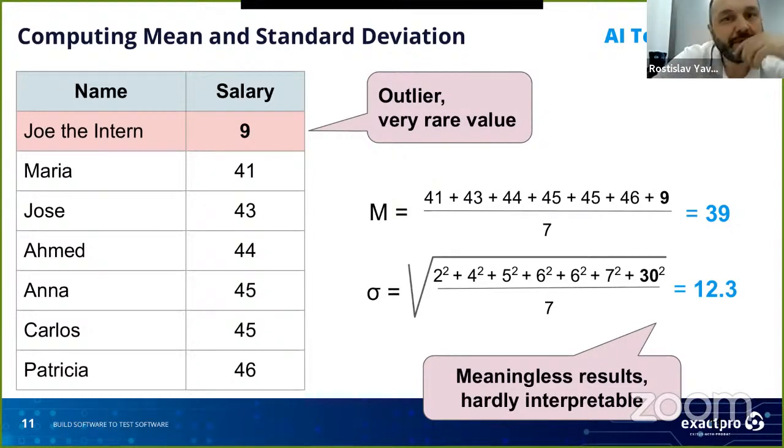And why? Because you have this outlier in your data. According to the definition, an outlier or anomaly is a very rare value, and it's exactly what you have here. So 9 is not a typical value in this data set. And the presence of this outlier, of this rare value, makes your statistics much less valuable and really hard to interpret.